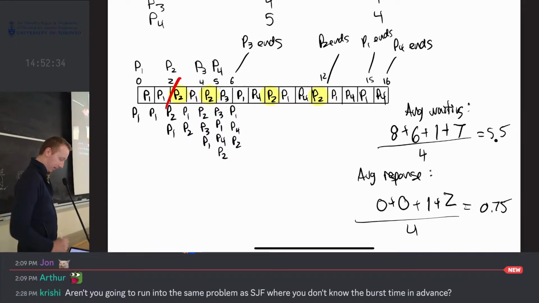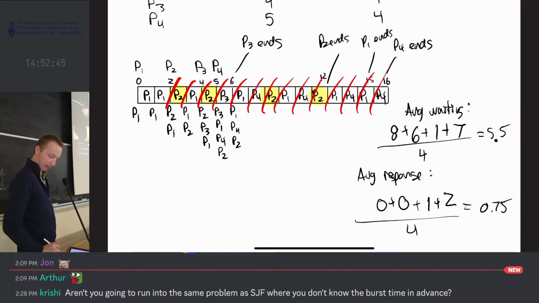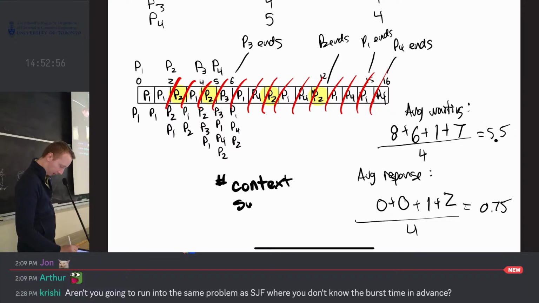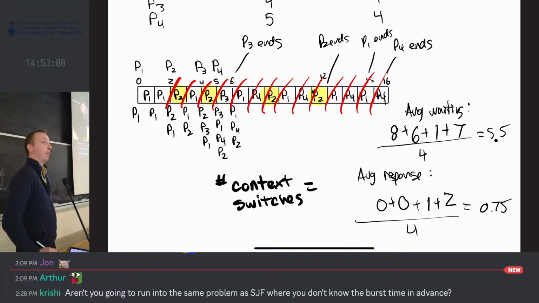Last thing is the number of context switches, which will be fun. So here I switch between P1 and P2. I'll just mark them all down. Guess what? We're essentially context switching every single time. Who wants to count that number of context switches? How many we got? 14.